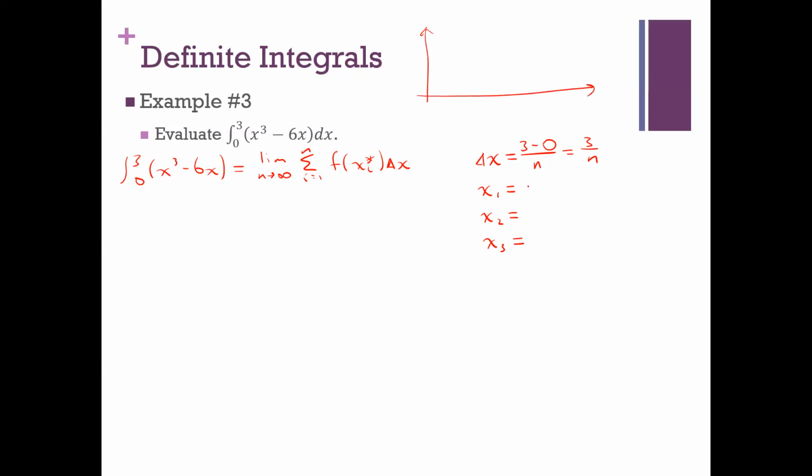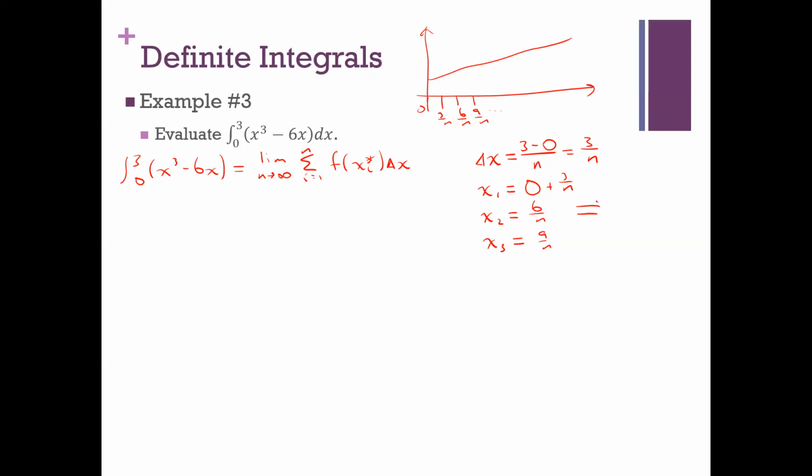It's going to be 3 over n, right? And for now, I'll say this. So it'll be the left end plus 1 rectangle width. So here's 0. This point's 3 over n. What will the next point be? 6 over n. These are just evenly spaced, right? So then 9 over n, and so on. So I get 3 over n, 6 over n, 9 over n.